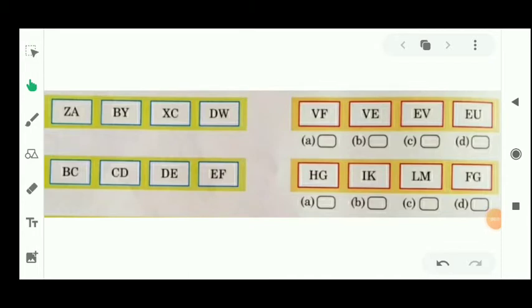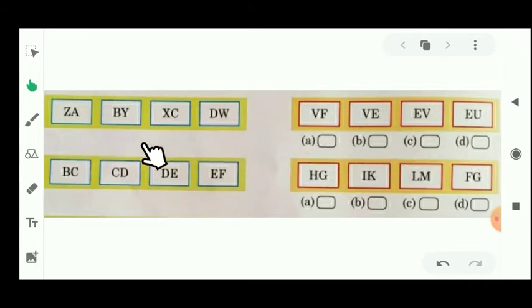Hello students, today I will start chapter number 10 of reasoning. Let's see some questions. The first question is ZA, BY, XC, DW. Students, firstly you have to follow this pattern and then, according to the pattern, you have to choose the correct options.